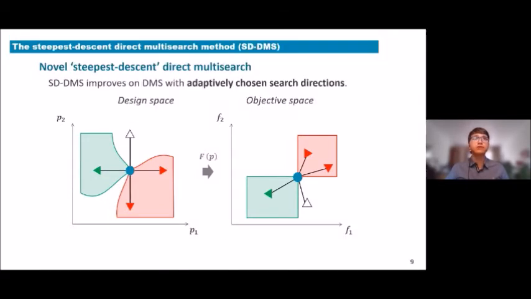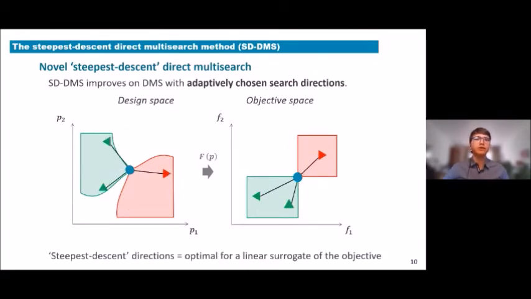And that takes us to the research that we've been doing in our group, which has been aimed at accelerating DMS by adaptively choosing the search directions. So the idea is that by a smart choice of both the geometry and the orientation of the pattern, we can achieve better improvements to the design by using fewer function evaluations. For instance, you could apply a geometry and an orientation that looks like this, and you will see that the designs you find are better than the ones with standard DMS.